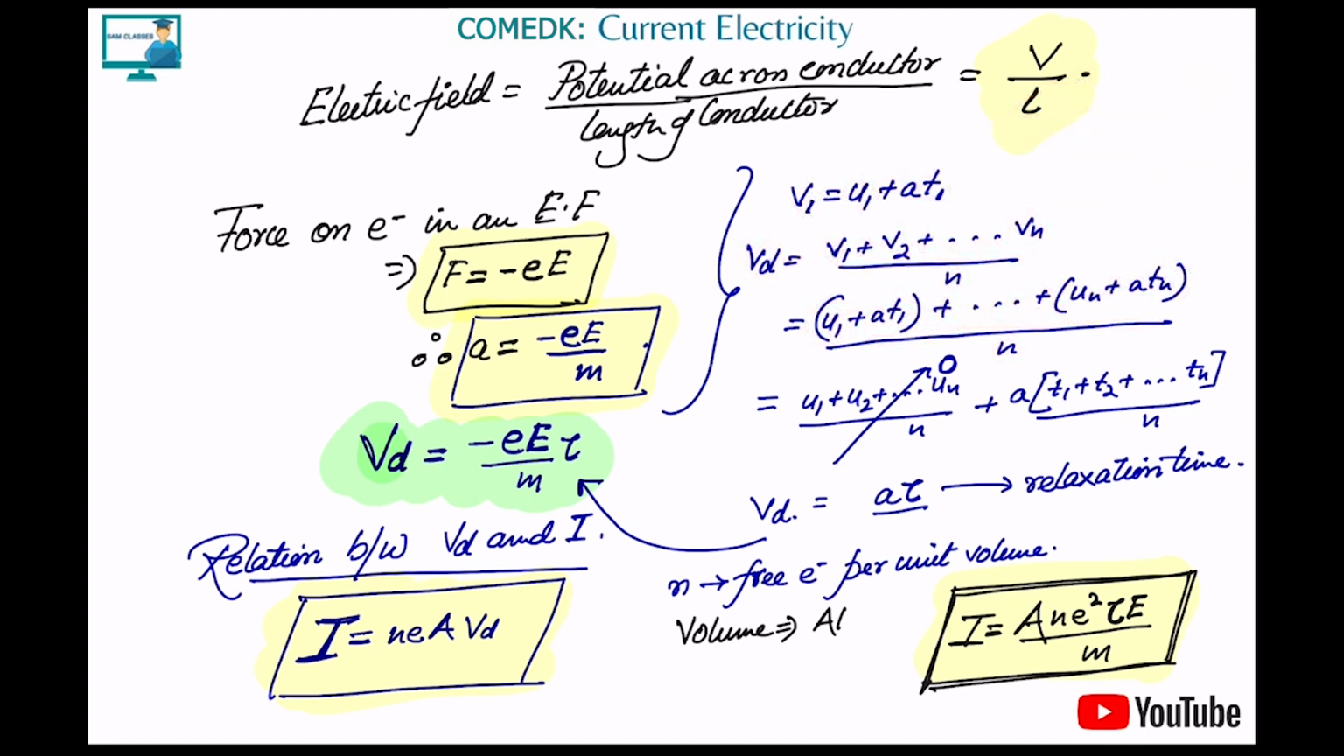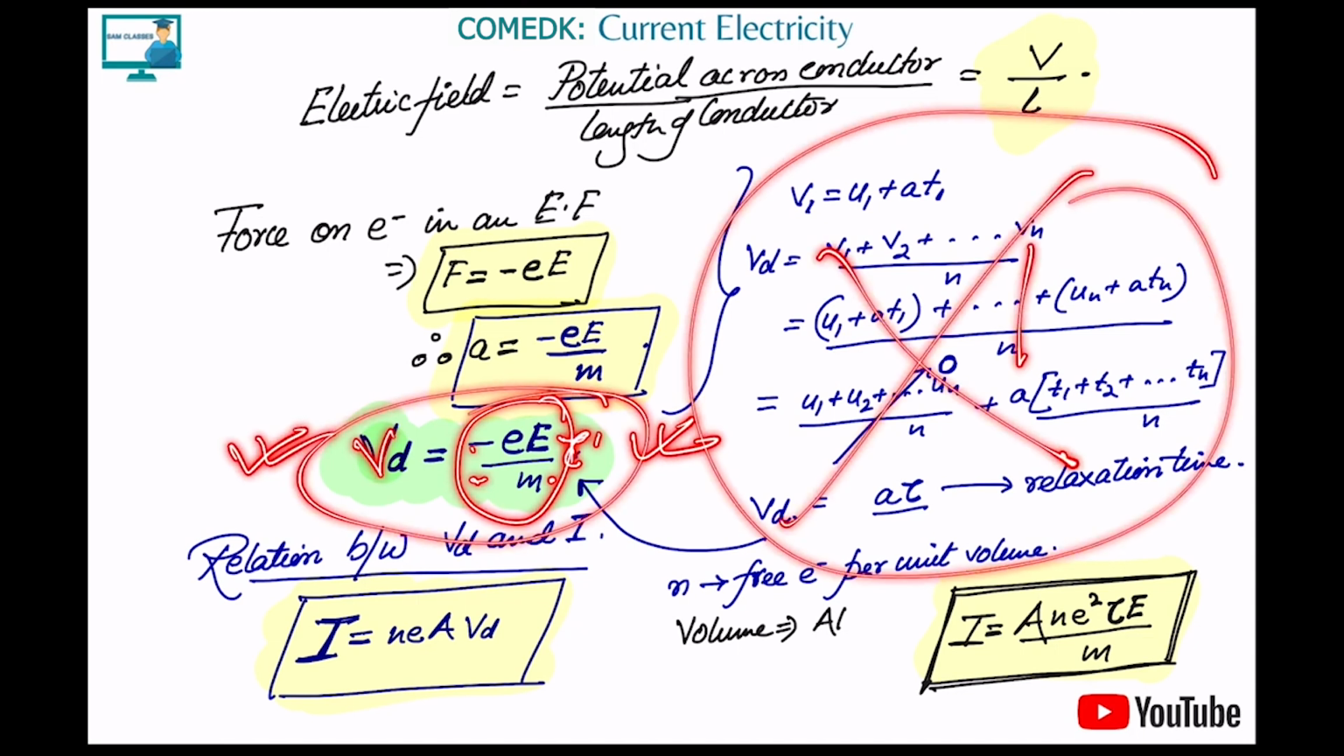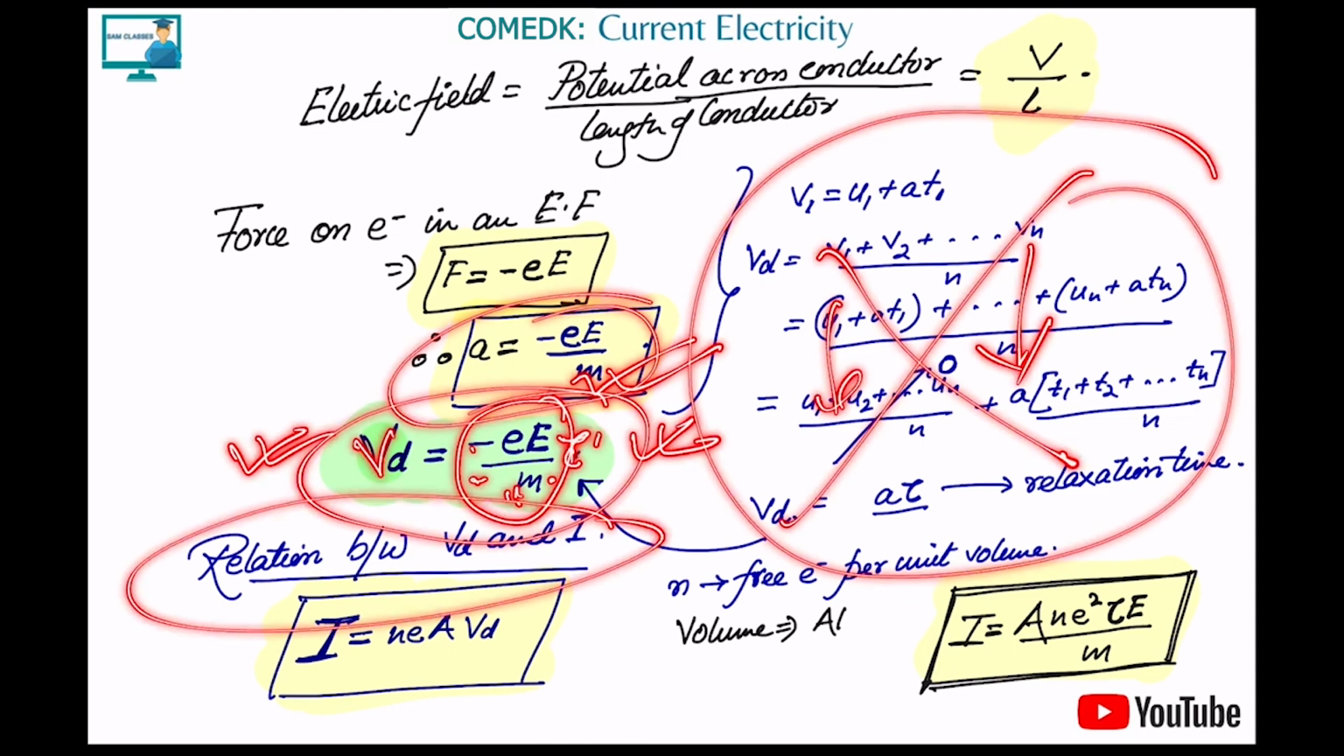Now, since they are moving randomly, the initial velocities of all of them will get cancelled. If I do the average, one is moving this side, one is moving that side, so it will all cancel. So what you'll get is a into the average time, and this time average by n is nothing but tau, also known as relaxation time. So Vd is equal to a tau, and a is equal to minus eE by m, so we can write Vd is equal to eE tau by m. Very important formula. Even if you don't care about the derivation, we don't need that much; just for the explanation's sake I gave it. This part is important. Okay, next, relation between Vd and current I.